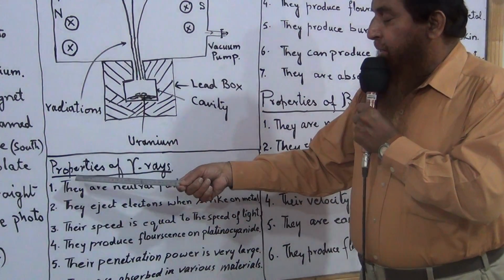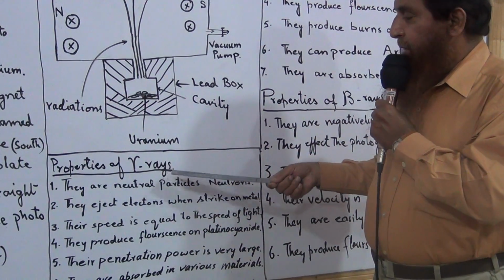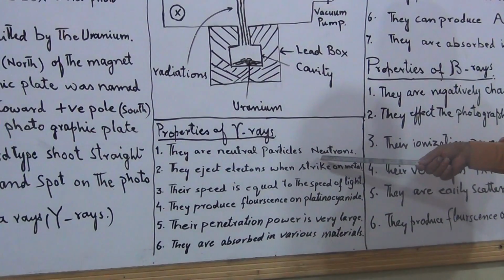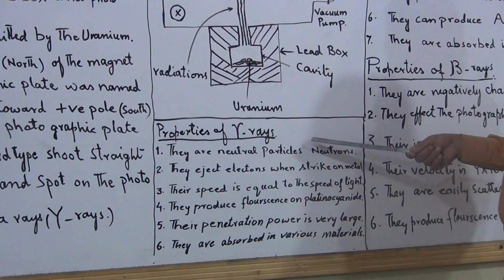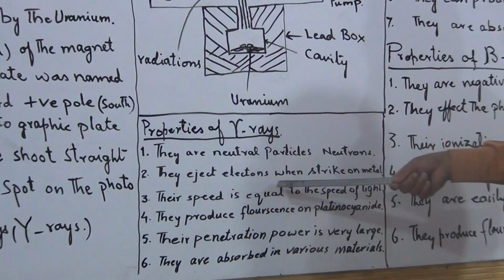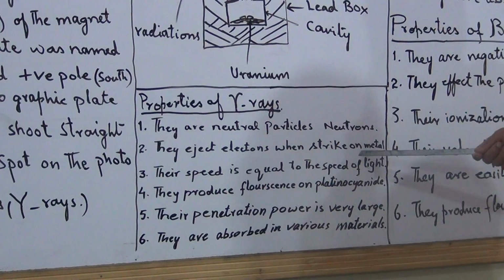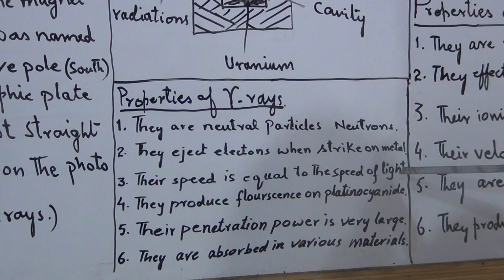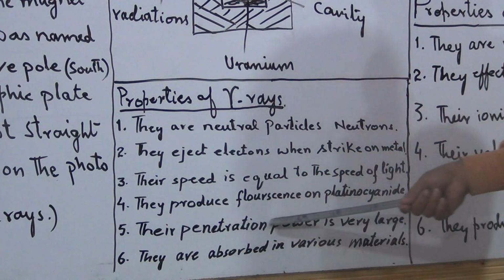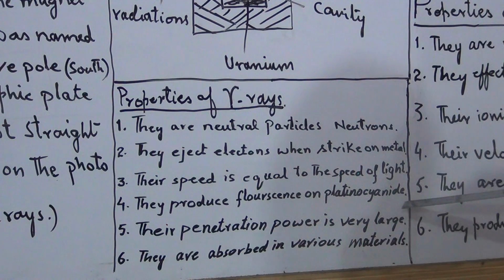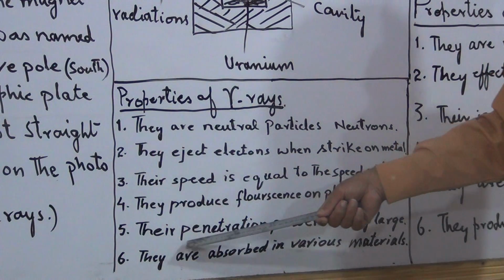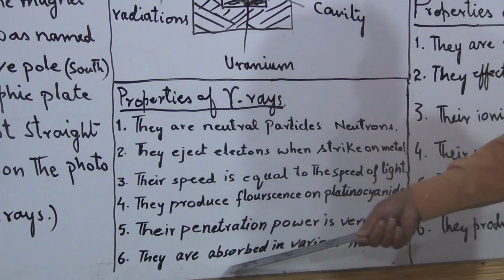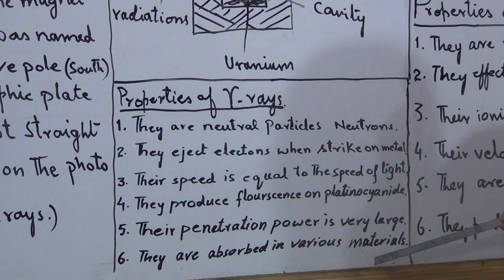Next, third is the properties of gamma rays. Number one, they are neutral particles, meaning neutron, because neutron has no charge. Number two, they eject electrons when they strike a metal. Number three, their speed is equal to the speed of light. Number four, they produce fluorescence on platinocyanide. Number five, their penetration power is very large. Number six, they are absorbed in various metals.